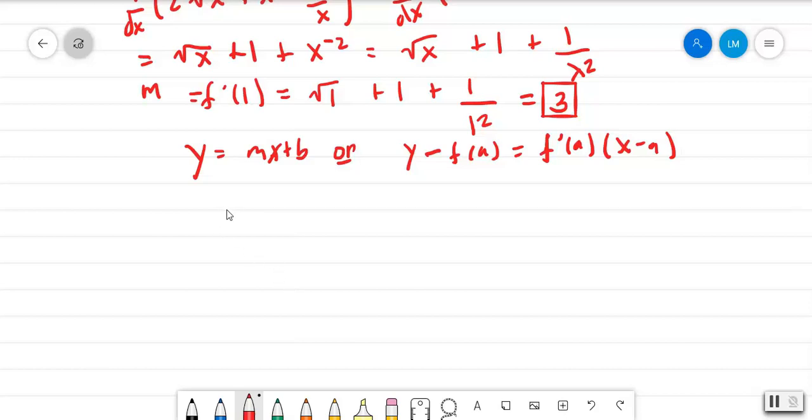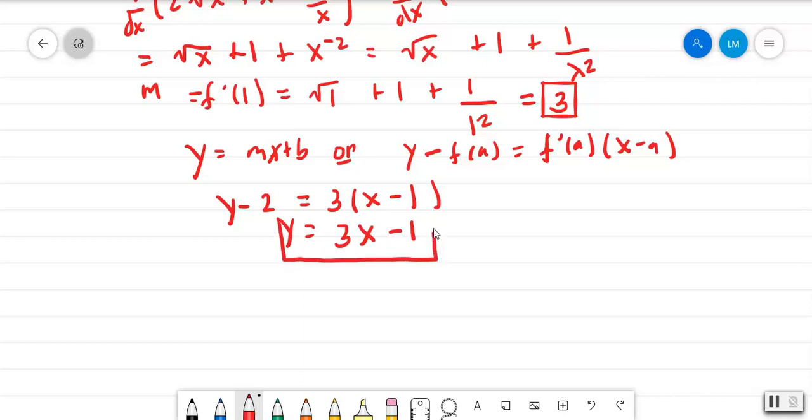So I'm going to use that y minus 2 equals 3 times x minus 1, which is y equals 3x minus 1. So the equation of the tangent line is y equals 3x minus 1. Okay.